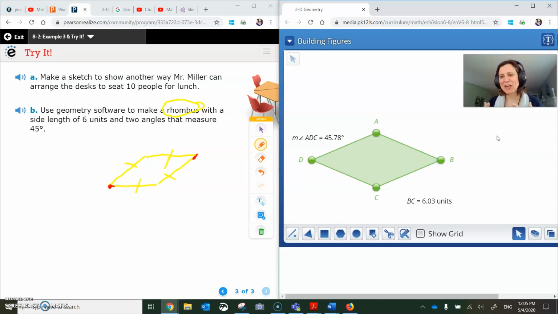So I'm not a huge fan of this particular geometer, the sketch pad. I'm looking for another one that I think will work better, but I want to find a free one so we can all do it from home. Anyway, that is how to use the software to make that rhombus. Ooh, right?